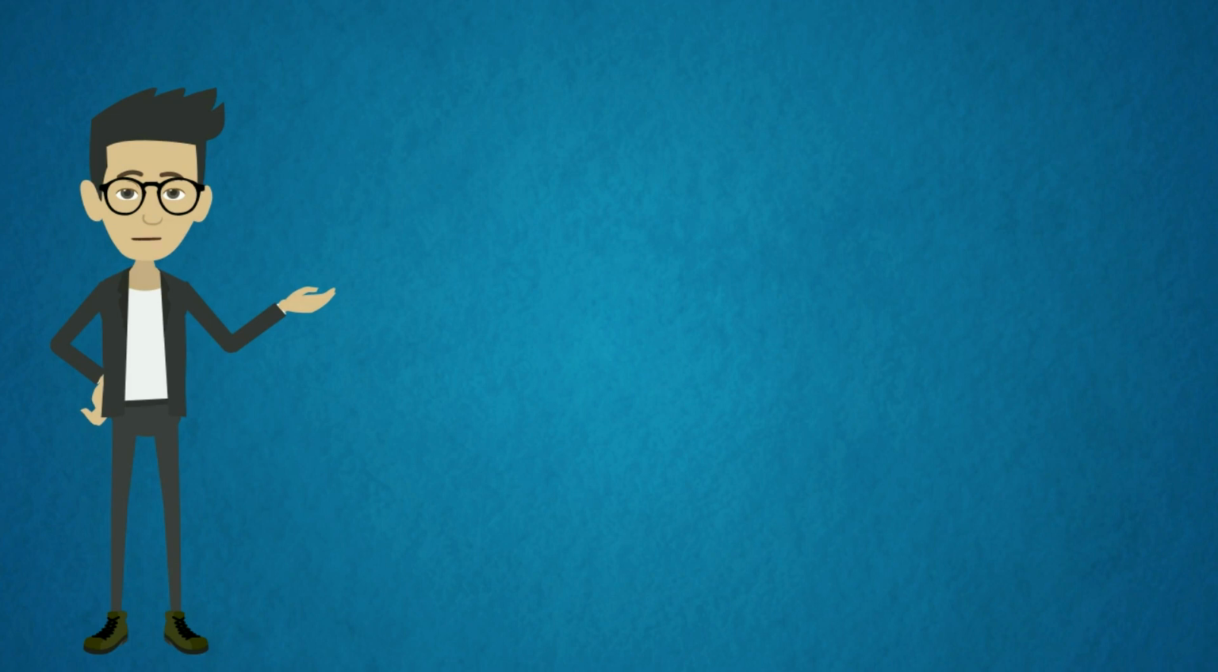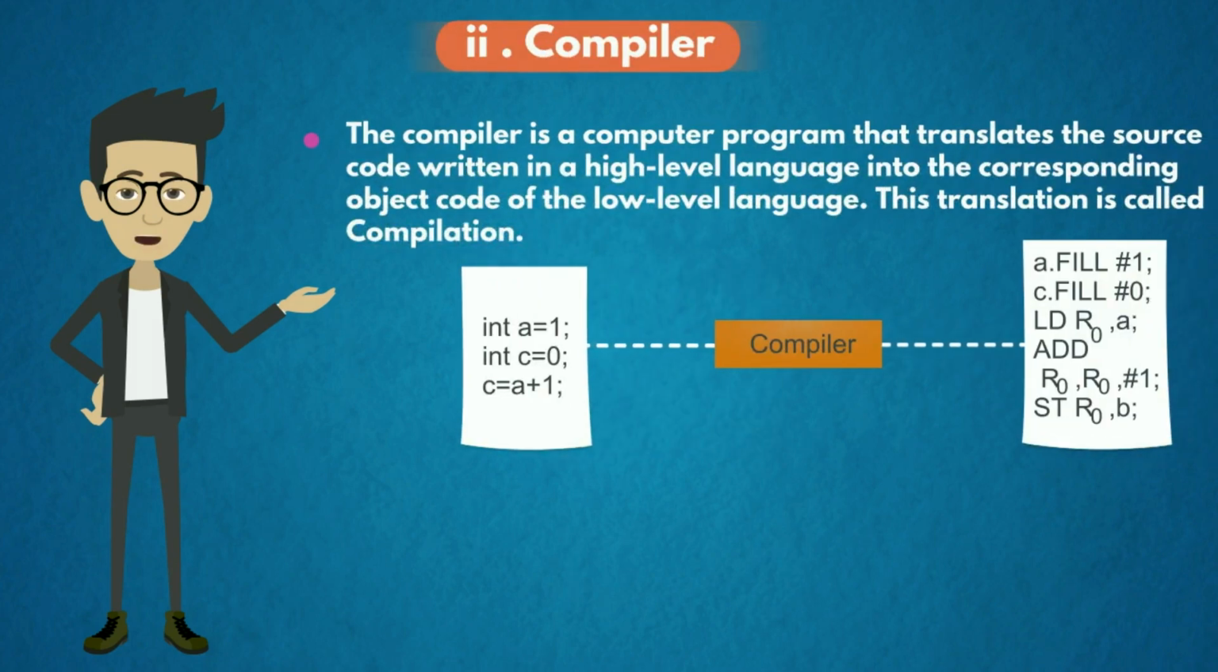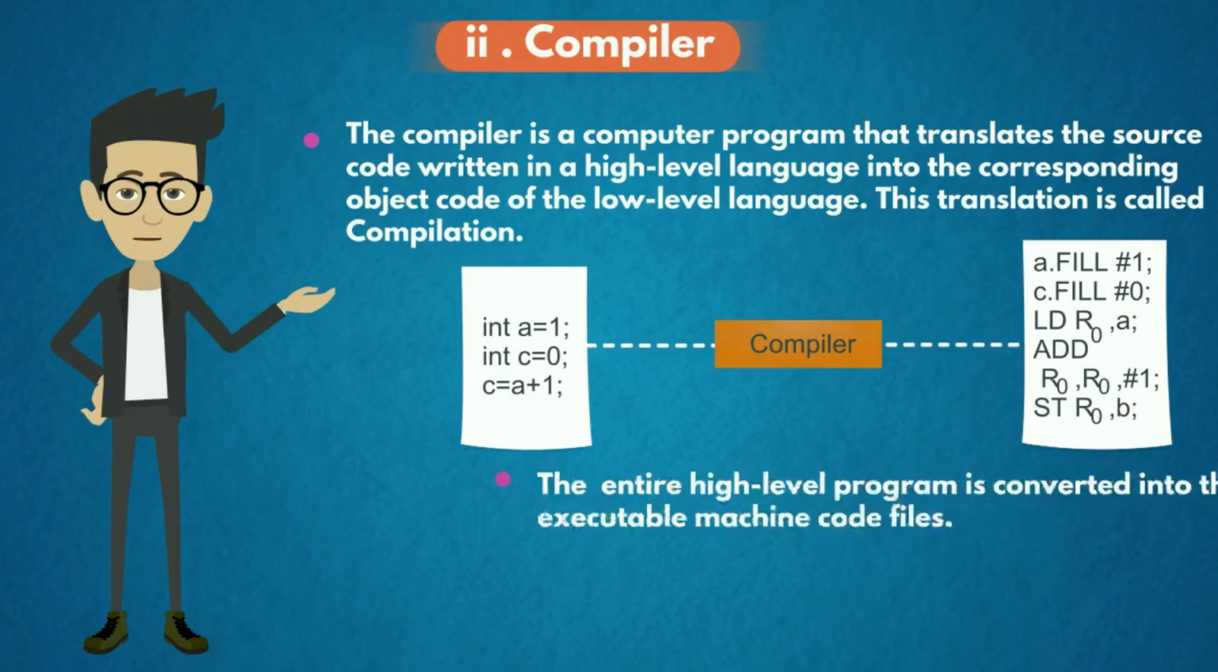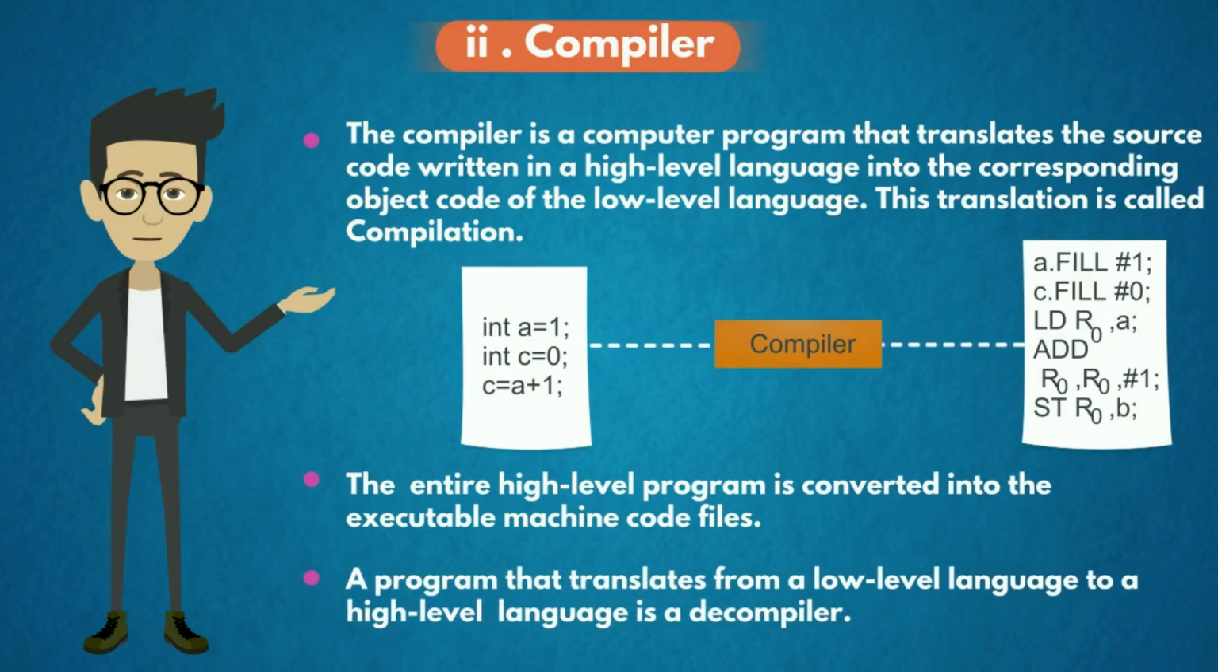The second system tool is a compiler. The compiler is a computer program that translates the source code written in a high-level language. This translation is called compilation. The entire high-level program is converted into the executable machine code files. A program that translates from a low-level language to a high-level language is a decompiler.